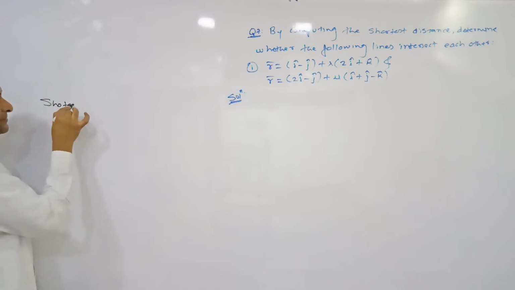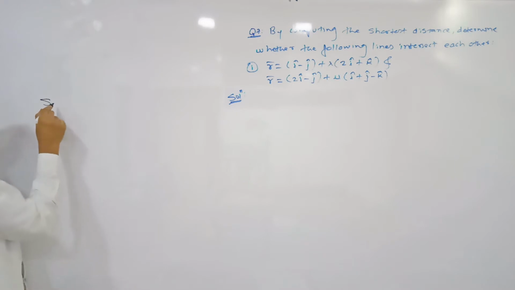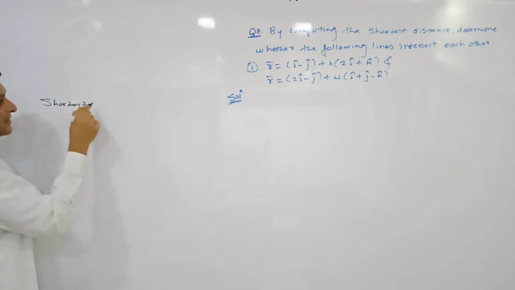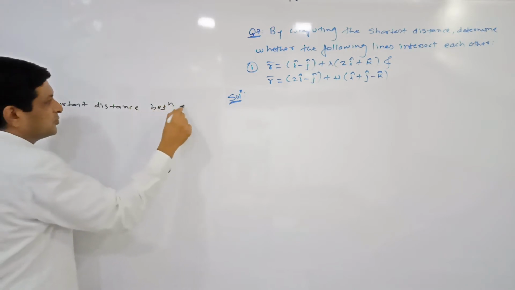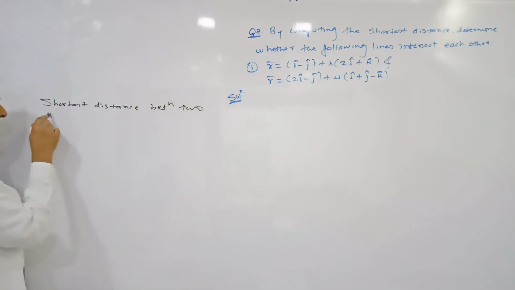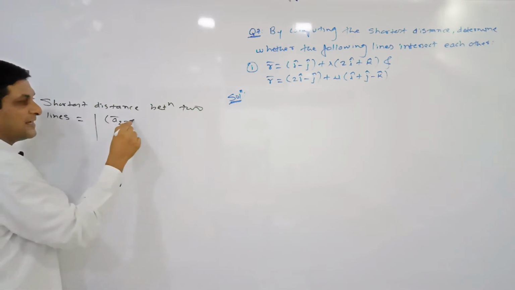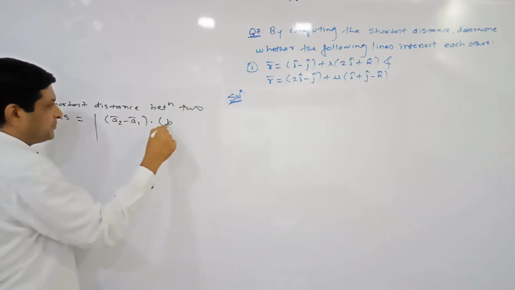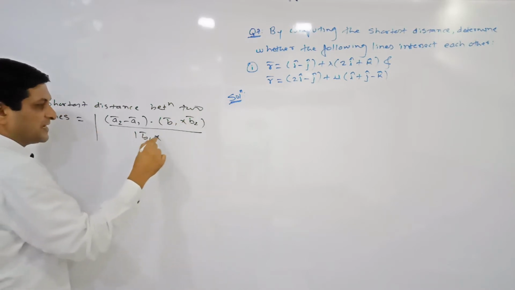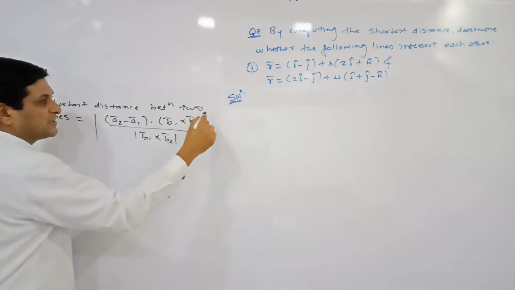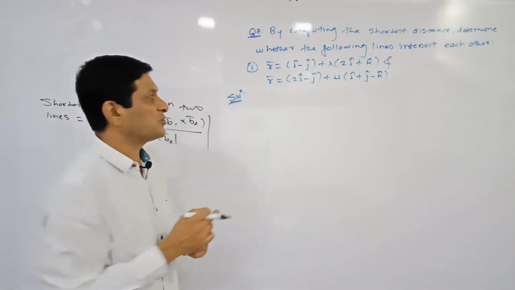Shortest distance between two lines is equal to, what is that formula? (a2 bar minus a1 bar) dot (b1 bar cross b2 bar) upon magnitude of b1 bar cross b2 bar. Applying this formula, we are able to find the shortest distance between two lines. So let us try to solve the equation.